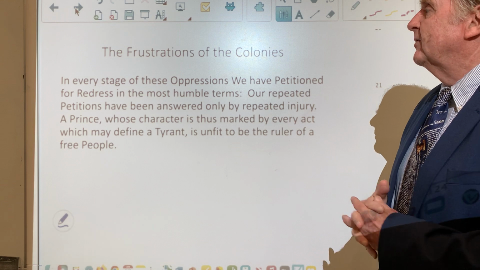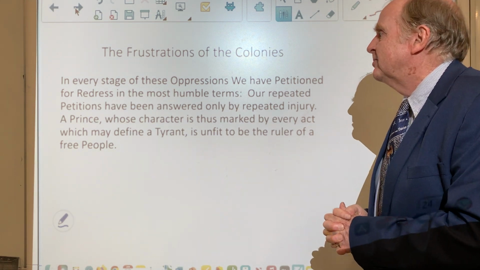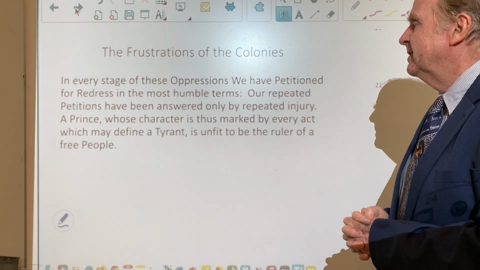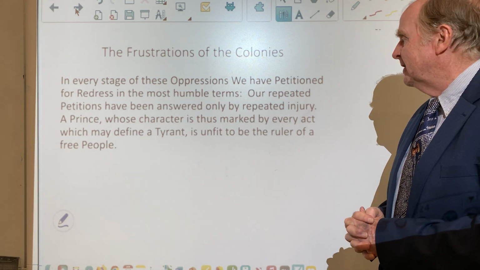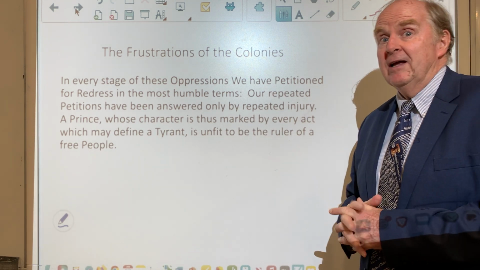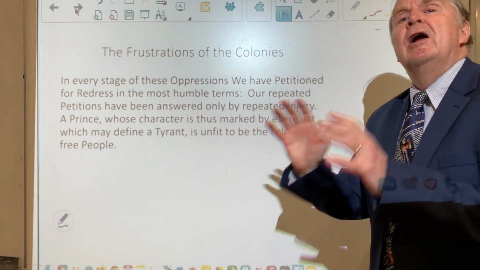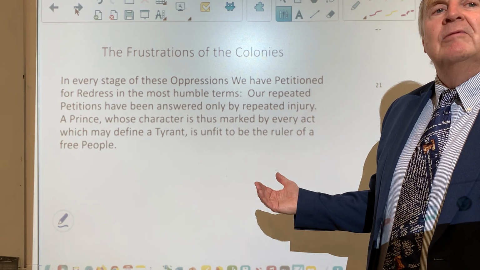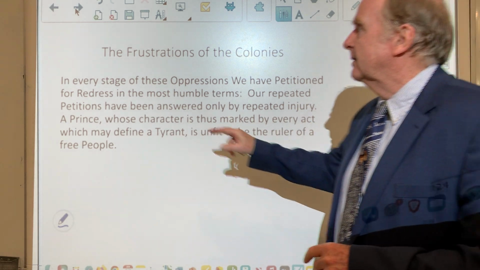First they express the frustrations of the colonies. In every stage of these oppressions, we have petitioned for redress in the most humble terms. Our repeated petitions have been answered only by repeated injury. A prince whose character is thus marked by every act which may define a tyrant is unfit to be the ruler of a free people. So they're really challenging the authority of the king because he's not doing his job. It's not necessarily even because they don't believe in monarchy, it's just that the king is not doing the job he is supposed to.